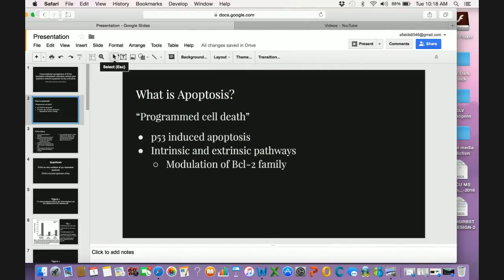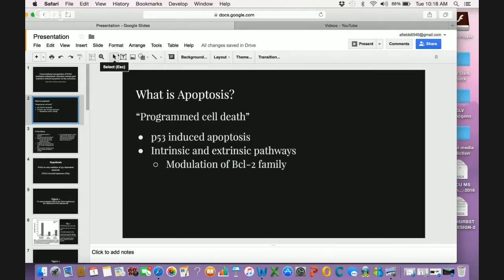P53 induced apoptosis. P53 is known as a tumor suppressor that acts to integrate multiple stress signals in a series of diverse anti-proliferation responses. When it induces apoptosis, it's in the absence of transcription or protein synthesis, meaning that it uses transcription dependent and independent mechanisms that act in concert together to ensure that the cell death program proceeds in a proficient way. Then, the intrinsic and extrinsic pathways.